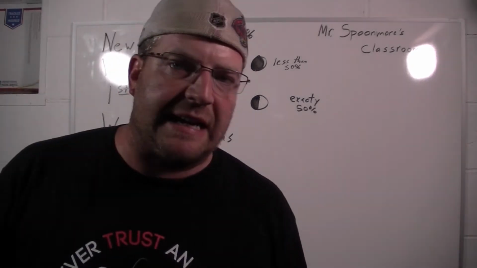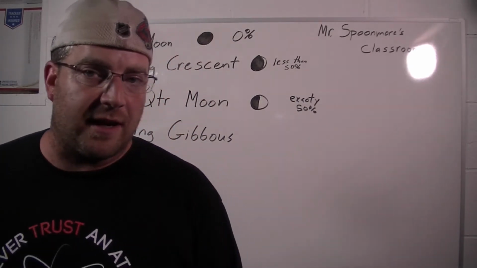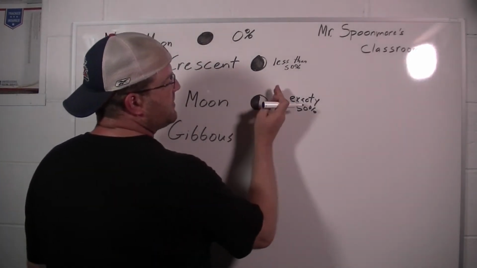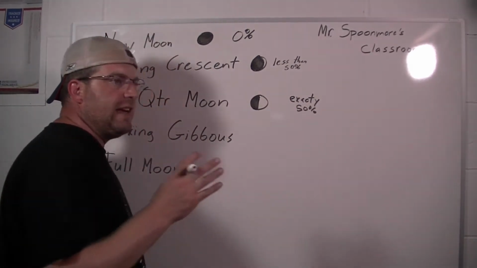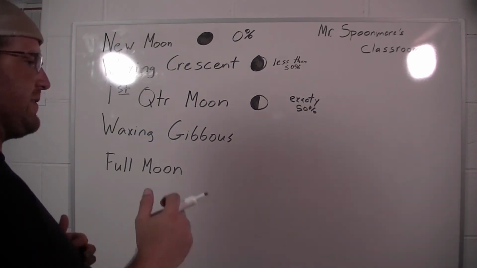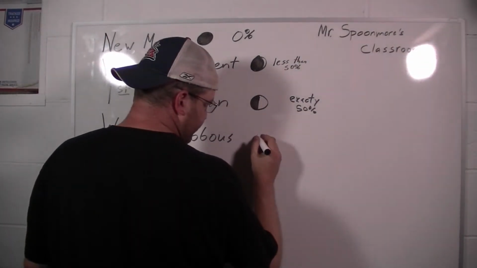Now, does that mean that I see the full 50% of the moon that's lit up by the sun? No. You only see 25% of it because the other side of this half is also lit up. But we can't see that because we're standing on Earth and the other side that is lit up is facing away from us. Waxing gibbous.